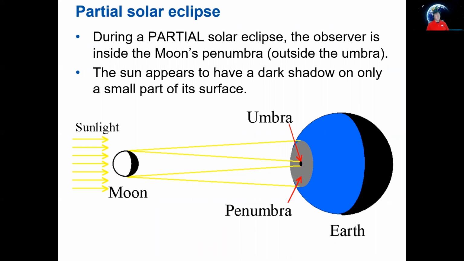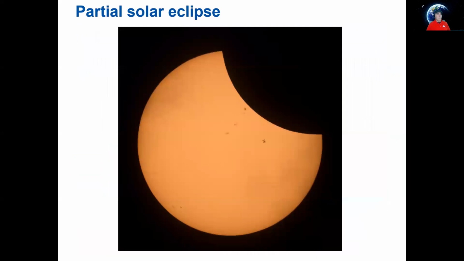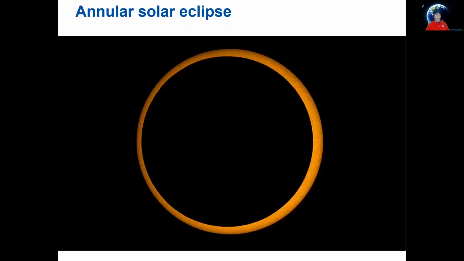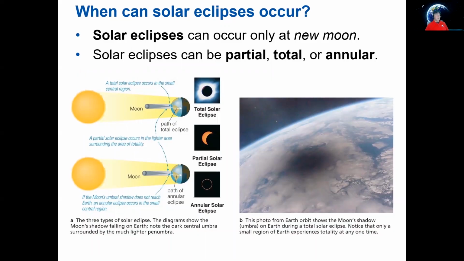During a partial solar eclipse, the sun, moon, and Earth are not exactly lined up. The sun appears to have a dark shadow on only a small part of its surface. During an annular solar eclipse, the moon is at its farthest point from Earth, and it does not block the sun completely. This creates what looks like a ring around the moon. Solar eclipses can only occur at the new moon. Unlike lunar eclipses, it is not safe to look directly at the sun during a solar eclipse.